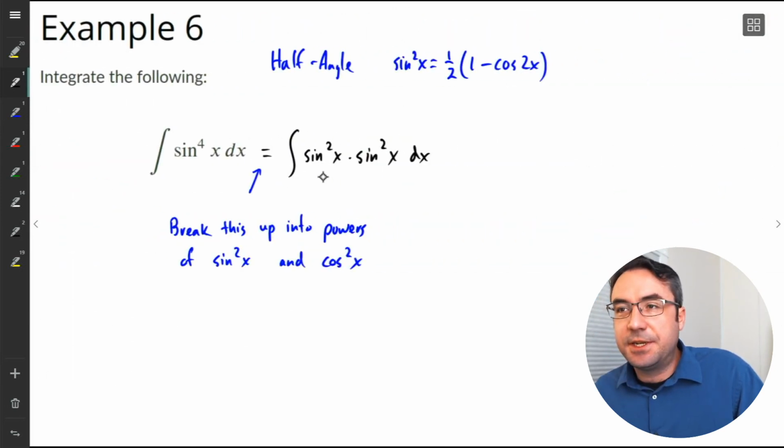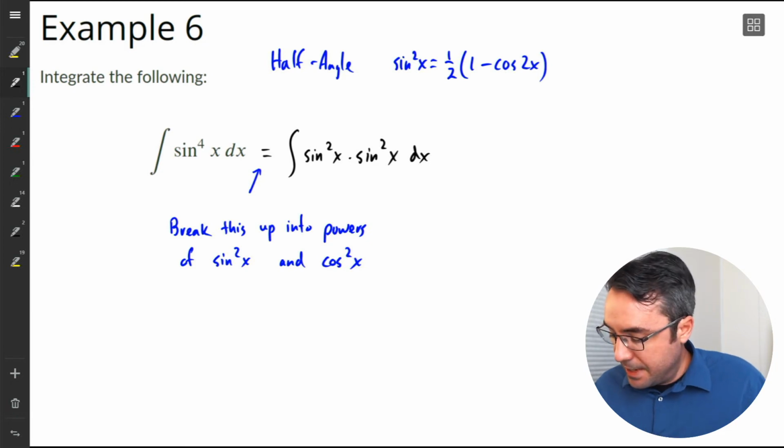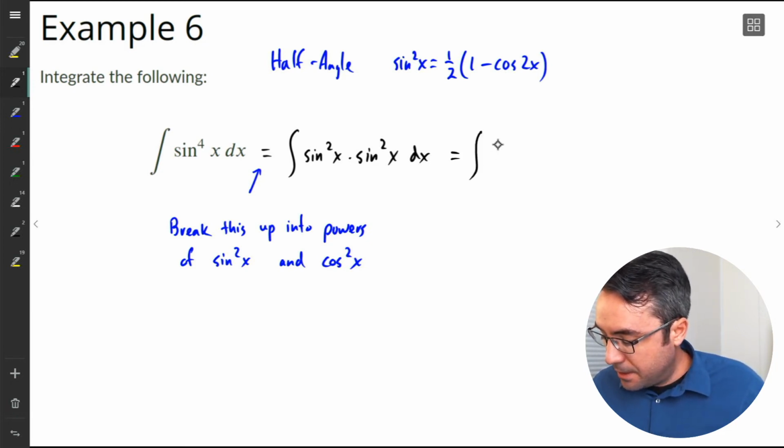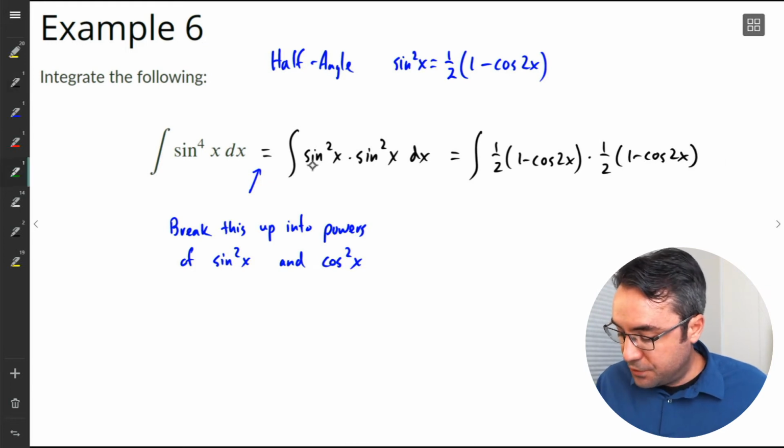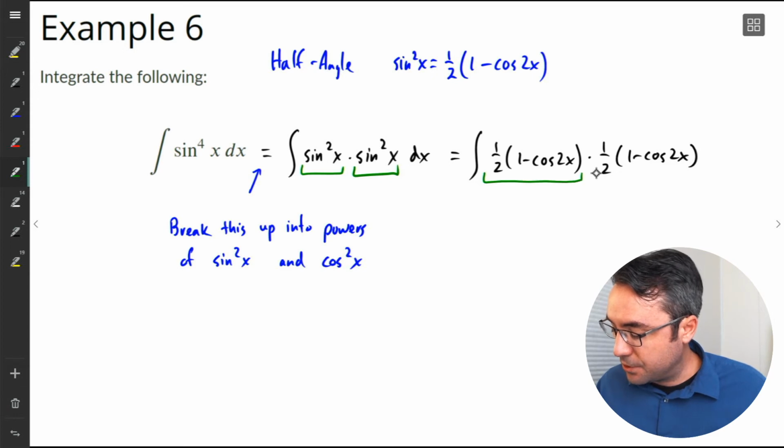So in example 6 here, we have sine squared times sine squared. Now we can just use this half angle formula. And so we can rewrite this as the integral of 1/2 times (1 minus cosine of 2x) times 1/2 times (1 minus cosine of 2x). So we've just repeated it for each of these sine squared terms.